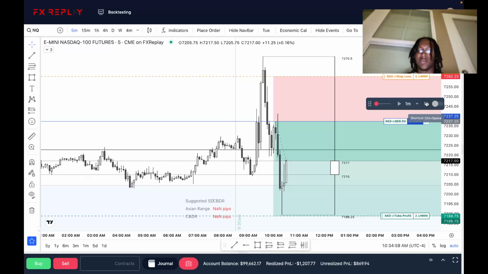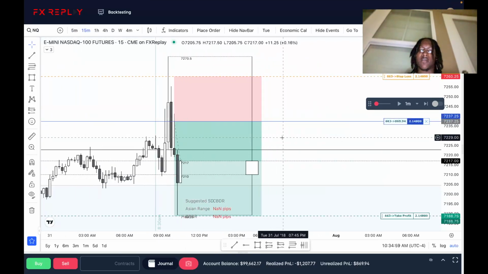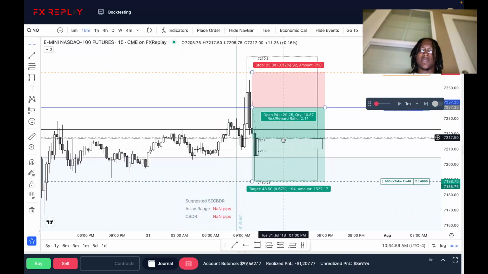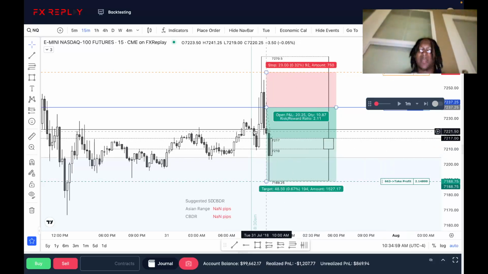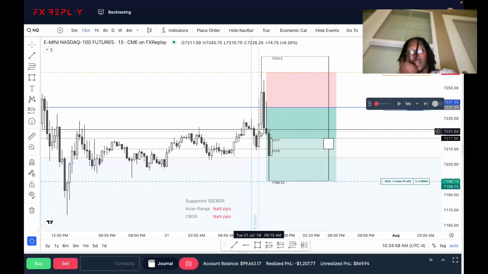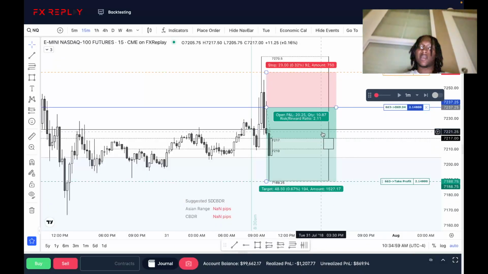I'm contemplating closing out right here. I don't like how nasty a swerve is right there. That's insane. This is almost 1%, so I'll close it out here. You know, this should have been 2%.